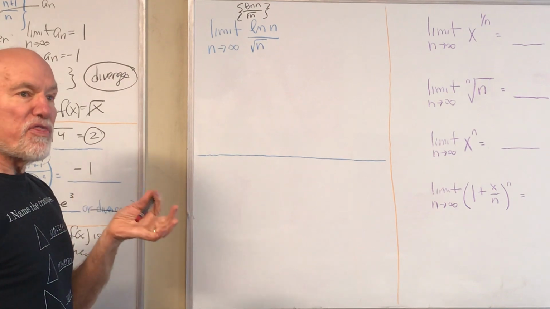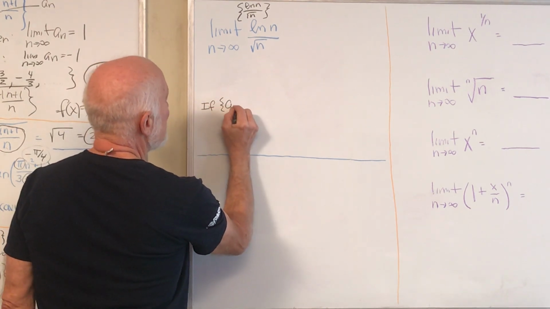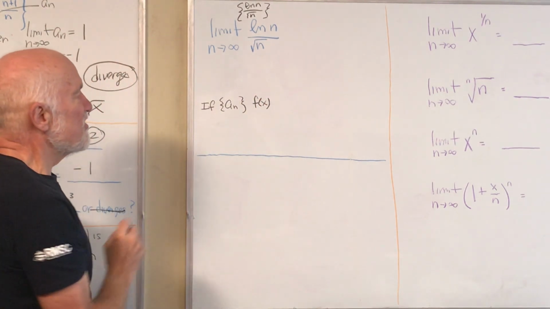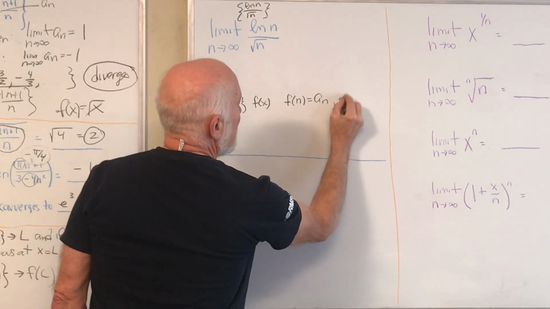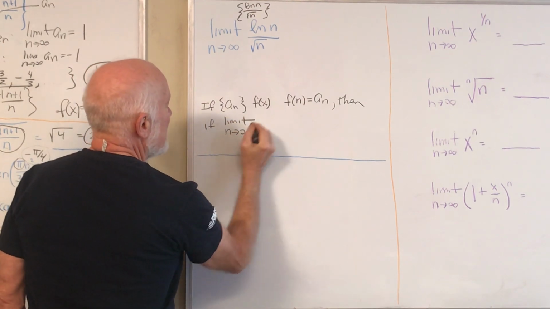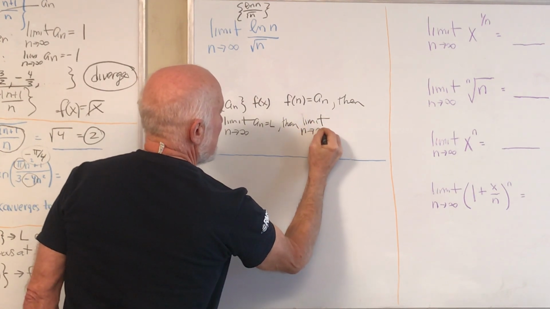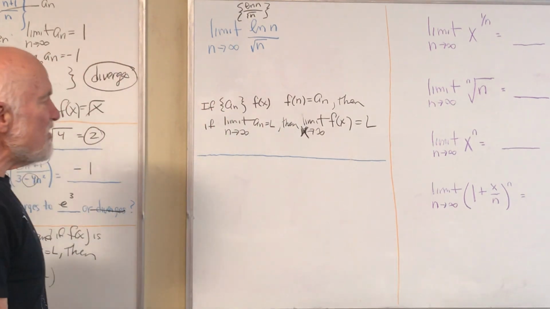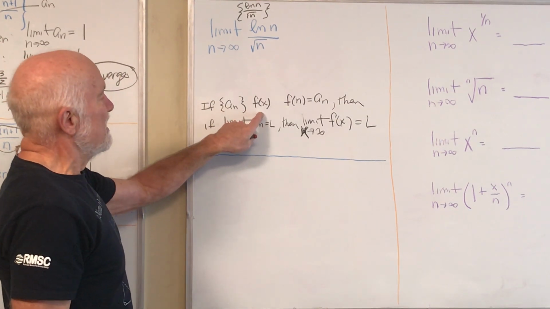But luckily, we have one more theorem that was proven. And that is, if you have a sequence a sub n, and you have a function y equals f of x, such that f of n equals a sub n, then if the limit as n approaches infinity of a sub n equals L, then the limit as x approaches infinity of f of x equals L. Basically, what this theorem allows you to do is change an infinite sequence into an infinite function.